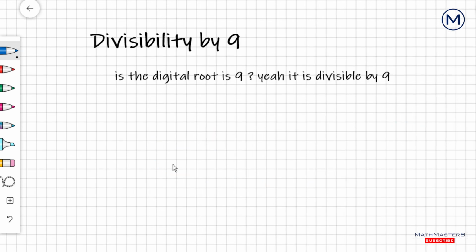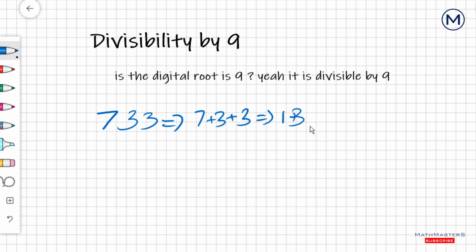We can easily check whether a number is divisible by 9 or not by checking the digital root of that number. For example, let's take 733. If we take the digital root of this number, we have 7 plus 3 plus 3, which will give us 13, and by adding 1 and 3, again we are getting 4. So the digital root of 733 is 4, which means it is not divisible by 9. For a number to be divisible by 9, the digital root should be equal to 9. Again, let's take 522. In this number, the digital root is 9, so this number is divisible by 9.